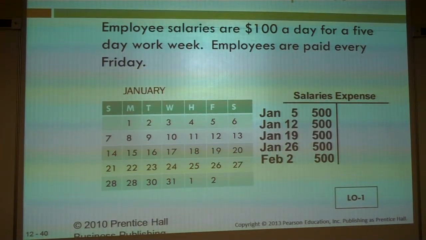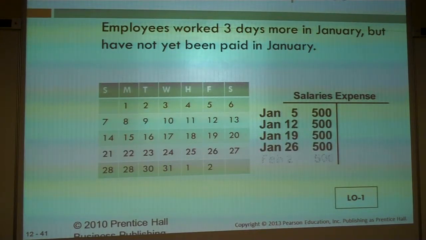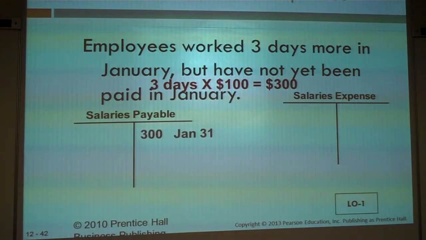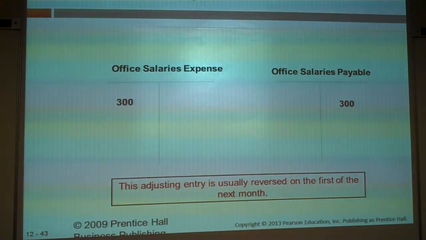So here's again, I think we looked at this in maybe chapter 7 when we were doing the payroll, why we have to do that adjusting entry with those 2 days. There's 3 days that we worked in January. This was just the T account, the adjusting entry. And there's that $300. Here's what the adjusting entry looked like with the $300, a debit to the expense, a credit to the payable.